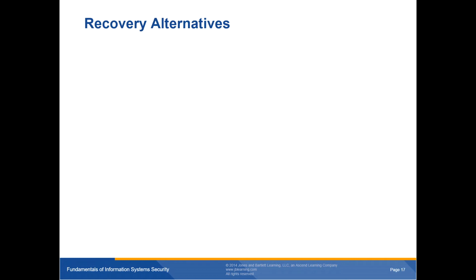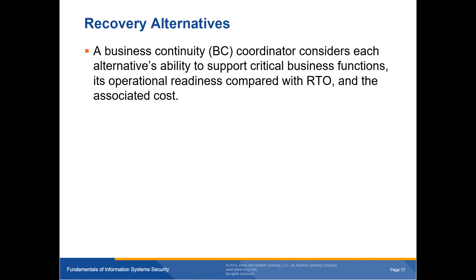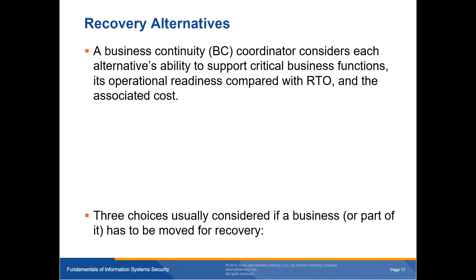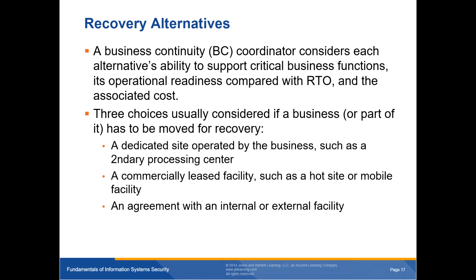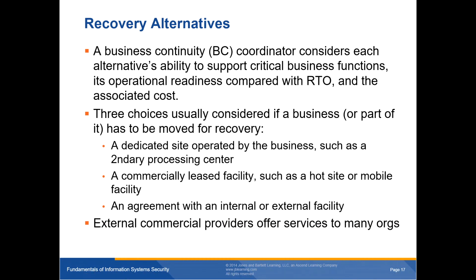Recovery alternatives. The business continuity coordinator considers each alternative's ability to support critical business functions, its operational readiness compared with the RTO, and the associated costs. Three choices usually are considered if a business or part of it has to be moved for recovery. A dedicated site operated by the business, such as a secondary processing center. A commercially leased facility, such as a hot site or mobile facility. An agreement with an internal or external facility.